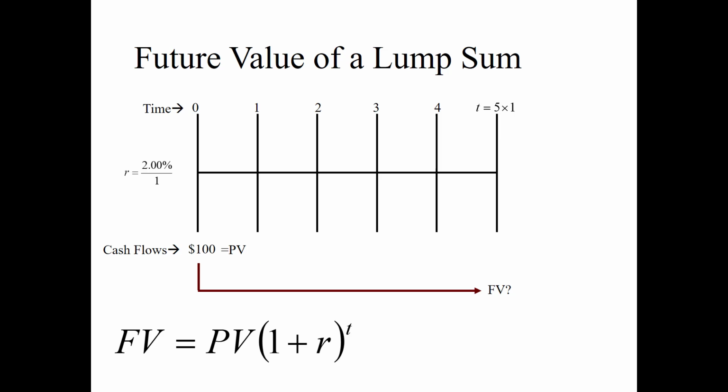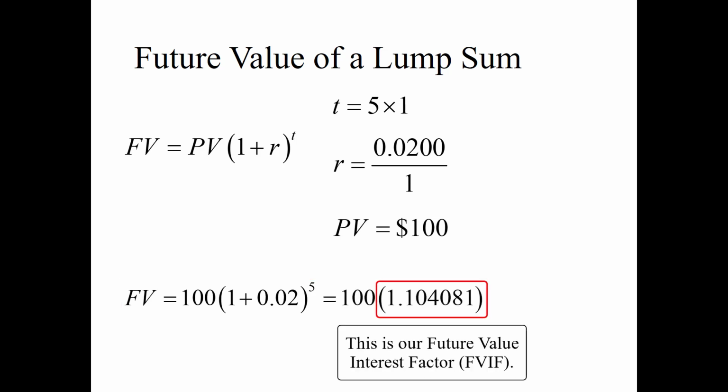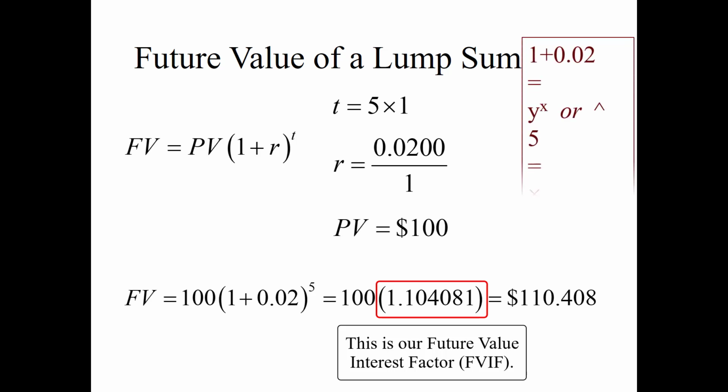We'll also see that our future value equation there on the bottom, future value is equal to present value times the quantity of 1 plus r to the t. And so we have our inputs, and our future value is going to be equal to $100 times the quantity of 1 plus 0.02 raised to the 5th power. In other words, 100 times 1.104081, which is going to give us a future value of $110 and about 41 cents.